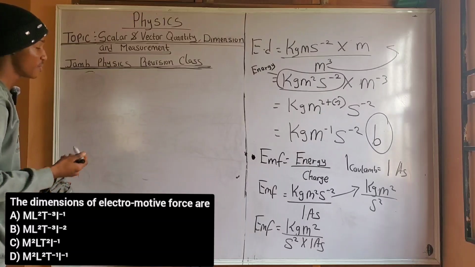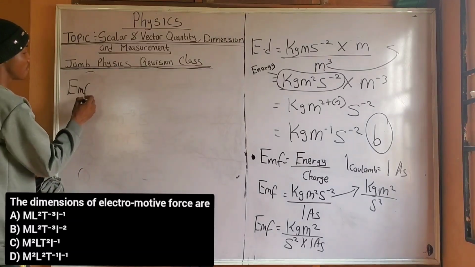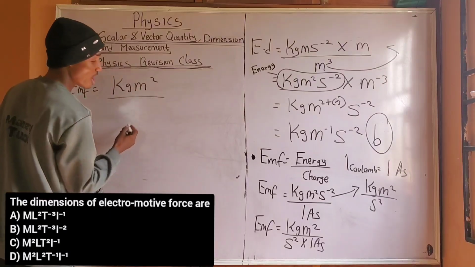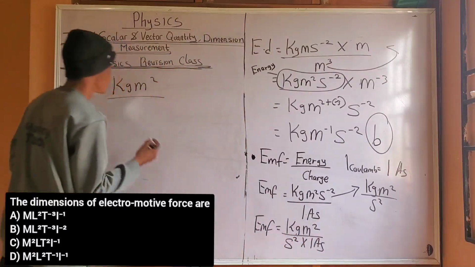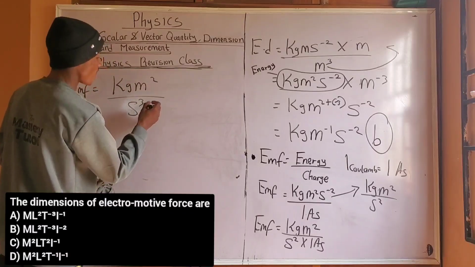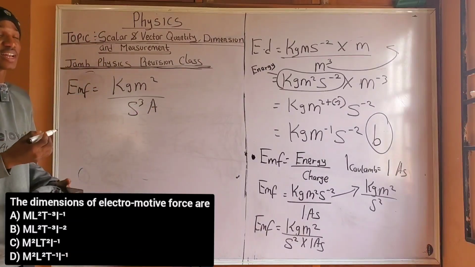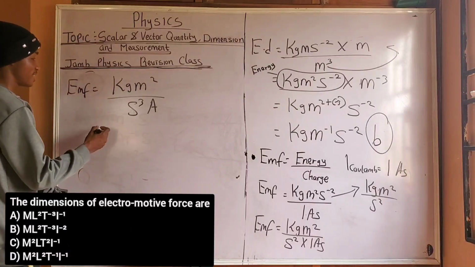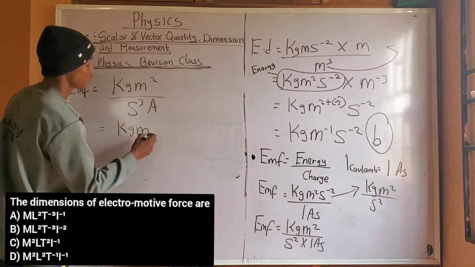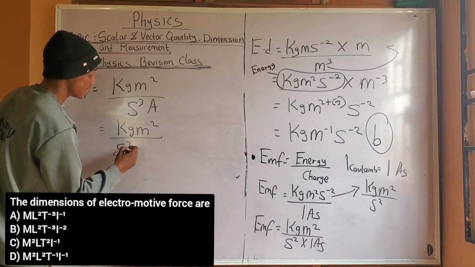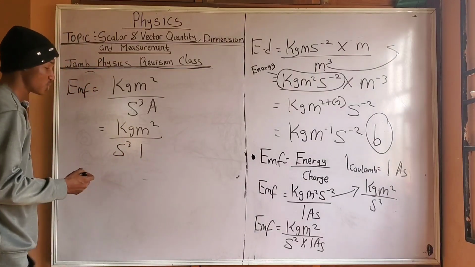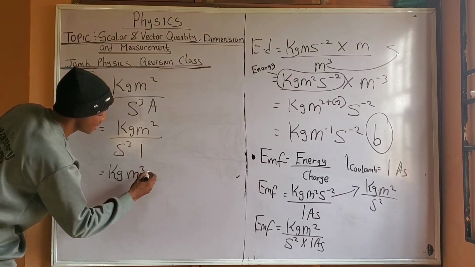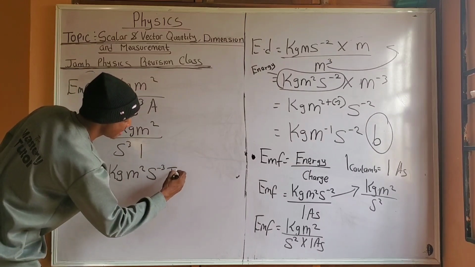Now, from this, I'm going to have EMF equal to m raised to the power 2 all over this s squared times s. That is what? s raised to the power 3. And I'm going to have A. A is ampere. Do you understand? Ampere is for current, so I'm going to have I. So kg m squared all over s raised to the power 3 multiplied by I. Are you getting it? So I'm going to rewrite this as kilogram meter squared s raised to the power negative 3 I raised to the power of negative 1.